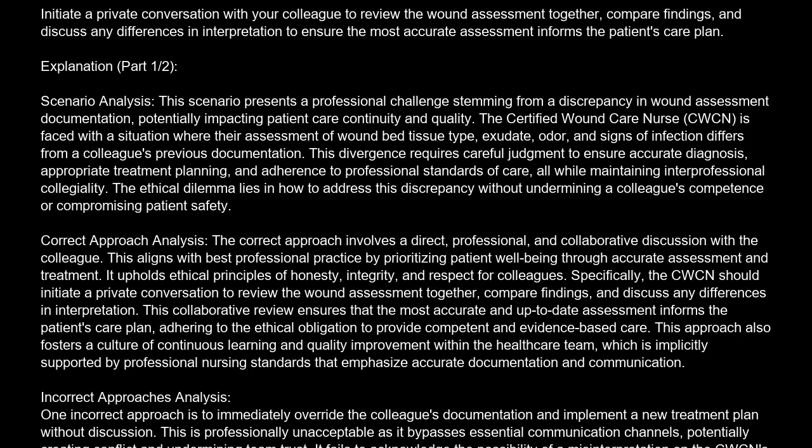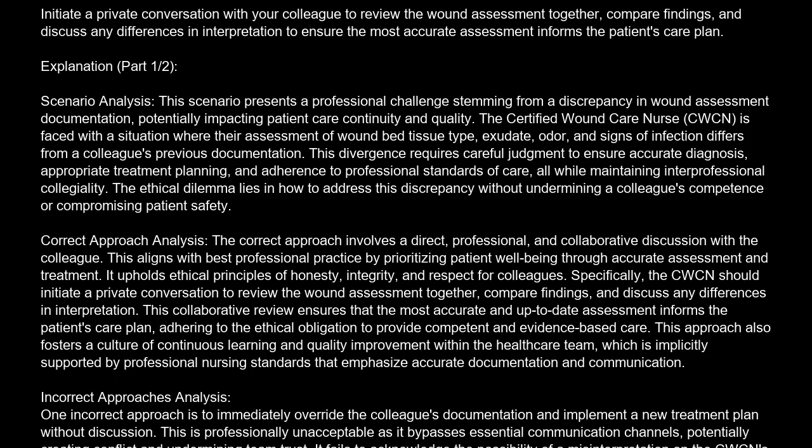Explanation. Scenario analysis. This scenario presents a professional challenge stemming from a discrepancy in wound assessment documentation, potentially impacting patient care continuity and quality. The certified wound care nurse, CWCN, is faced with a situation where their assessment of wound bed tissue type, exudate, odor, and signs of infection differs from a colleague's previous documentation. This divergence requires careful judgment to ensure accurate diagnosis, appropriate treatment planning, and adherence to professional standards of care, all while maintaining interprofessional collegiality. The ethical dilemma lies in how to address this discrepancy without undermining a colleague's competence or compromising patient safety.